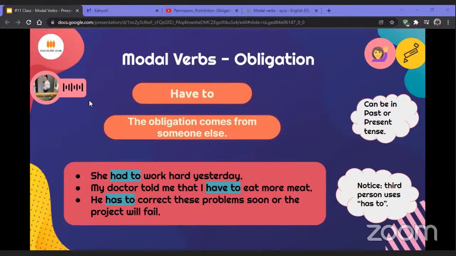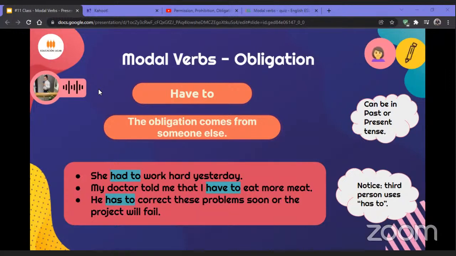Excellent. Now, the second one, please, Leticia. My doctor told me that I have to eat more meat. Okay, excellent. Very good pronunciation, by the way. So I will read the third one. She has to correct this problem soon or the project will fail. Okay, excellent. So there is something important to say.